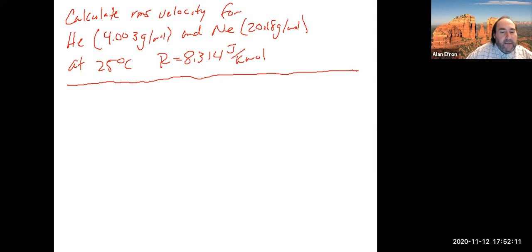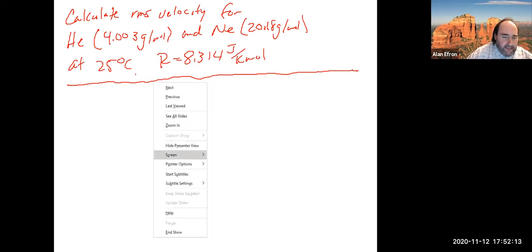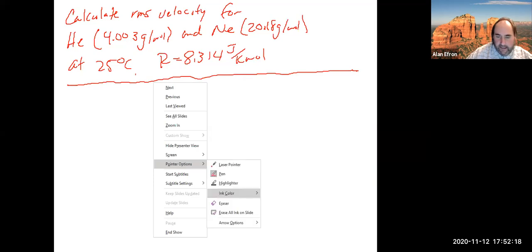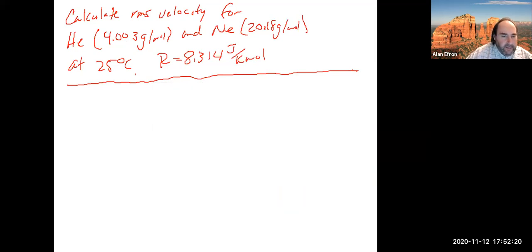Okay, so let's take a look at calculating these two and see what we end up with. We are going to be looking for the root mean square velocity, which is sometimes abbreviated with this little symbol here. It is the square root of 3RT over the molar mass. We'll do it for helium first.